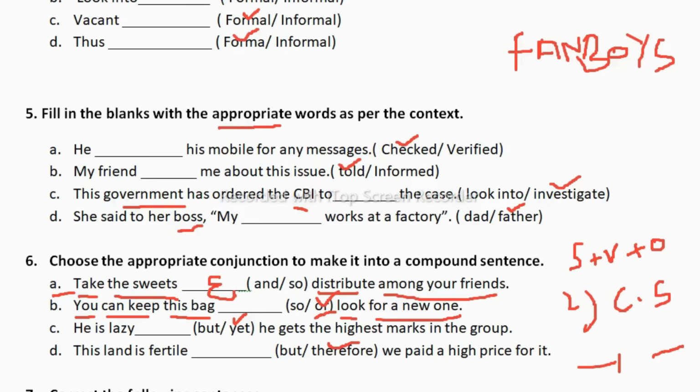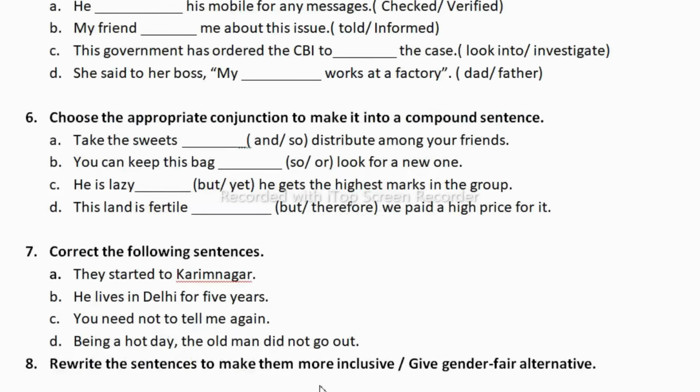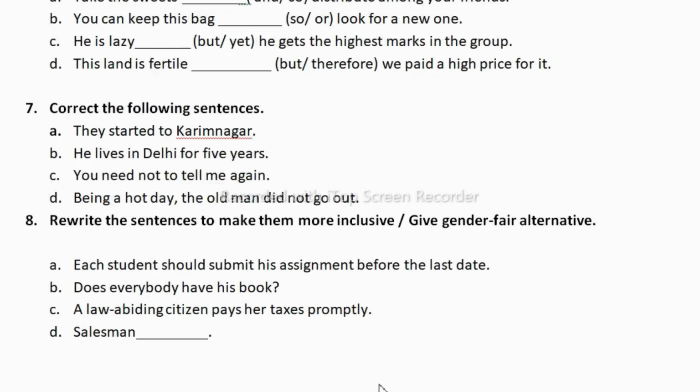So I hope you are understanding this. Now let's move to the next one. This is the seventh: correct the following sentences. This is from your last unit, correct the errors. So, they started to Karimnagar. If we are speaking in informal language, then we can use this. But the correct answer will be: they started for Karimnagar.